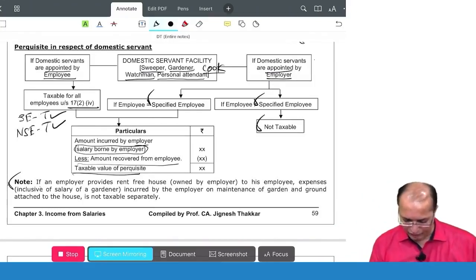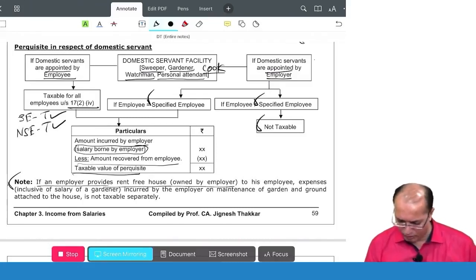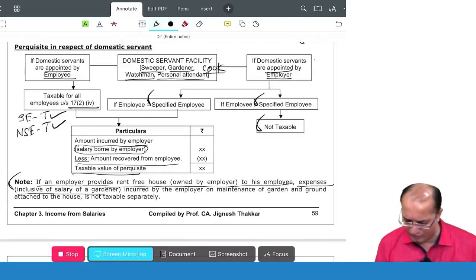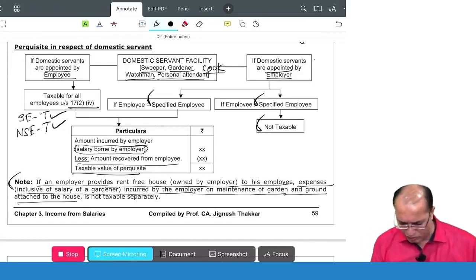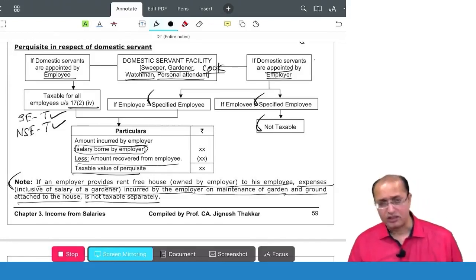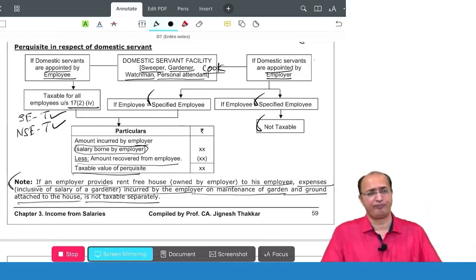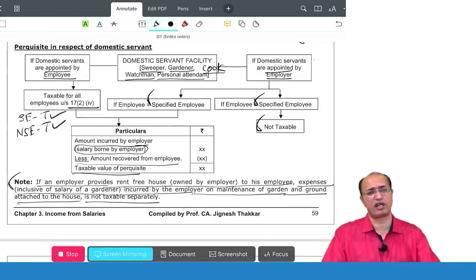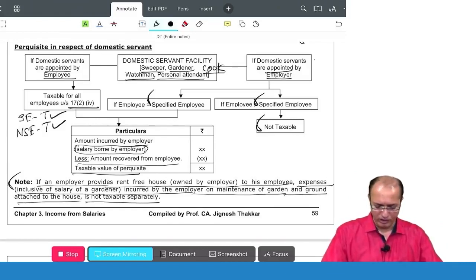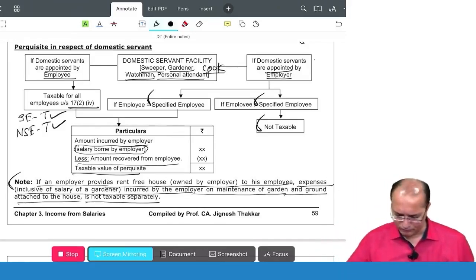Read this. If an employer provides rent-free accommodation owned by employer to his employee, then expenses inclusive of salary of gardener incurred by employer on maintenance of garden and ground attached to the house is not a taxable perquisite, or it is not taxable separately. Is that very, very clear? Yes.